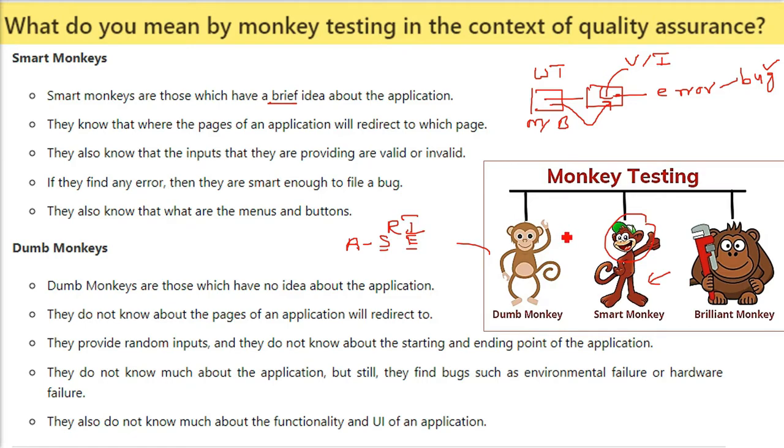So they don't know about the application, but we want this kind of dumb monkey. Why? Because most of the people who work with the software later on will be like this. Errors, environmental failures or hardware failures can only be found when you act as a dumb monkey. They don't know about the functionality or the user interface of the application. This normally happens when a user uses it, and when the company people, the stakeholders, are going to use it.